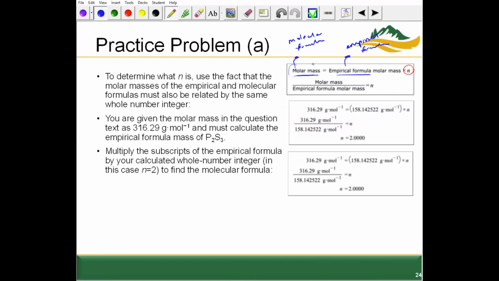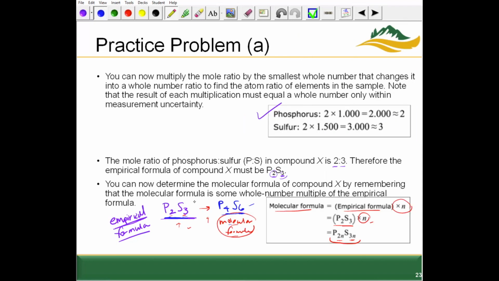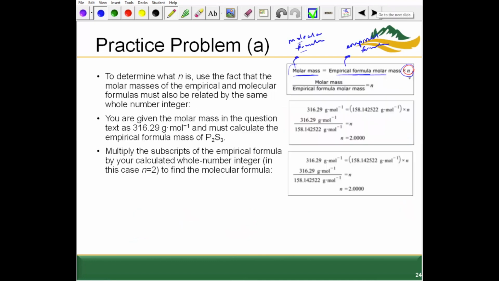So the molar mass of the molecular formula is going to equal the empirical formula molar mass times n, some whole number. To get here, I just used an arbitrary n of 2. We multiplied these subscripts each by 2. We don't know n for our specific problem though, so we need to figure that out. Rearranging this equation, n is equal to the molar mass divided by the empirical formula molar mass.